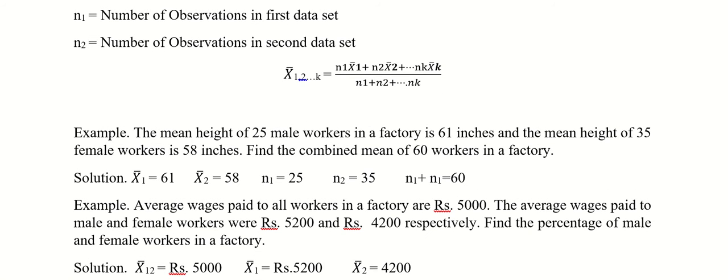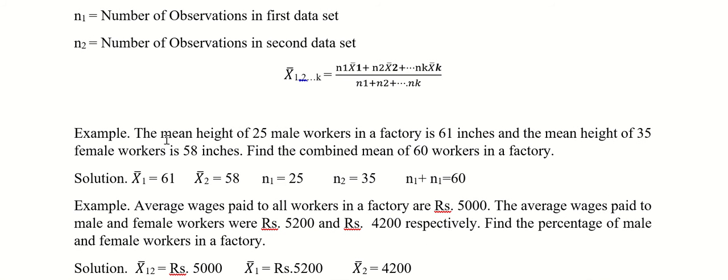So let's start with an example. The question says the mean height of 25 male workers in a factory is 61 inches and the mean height of 35 female workers is 58 inches. Find the combined mean of 60 workers in a factory. So what all is given to us? There are two data sets. The first data set is of males and the second data set is of females.